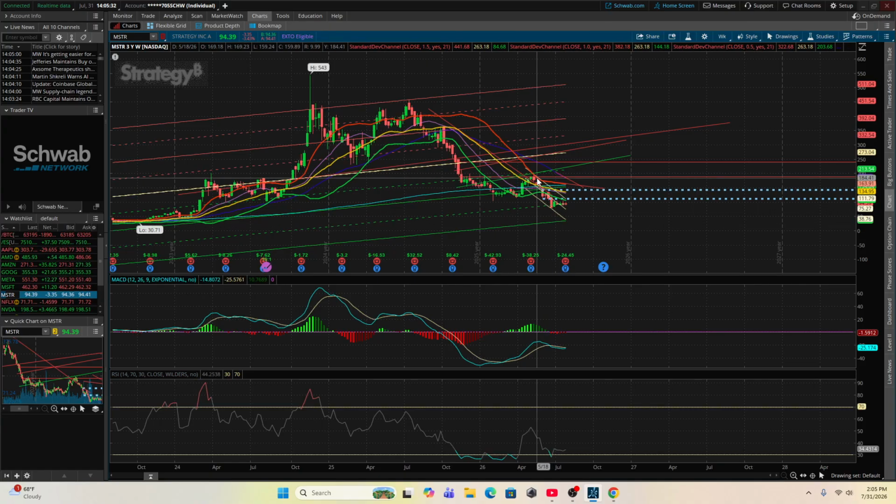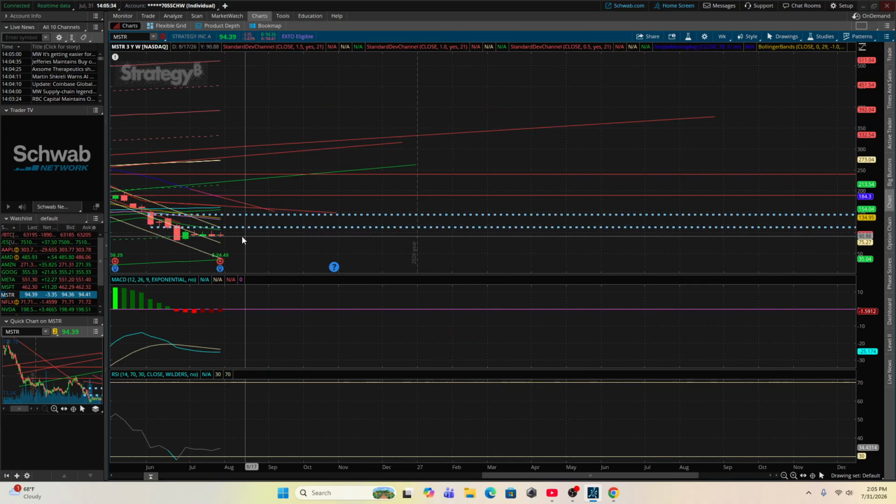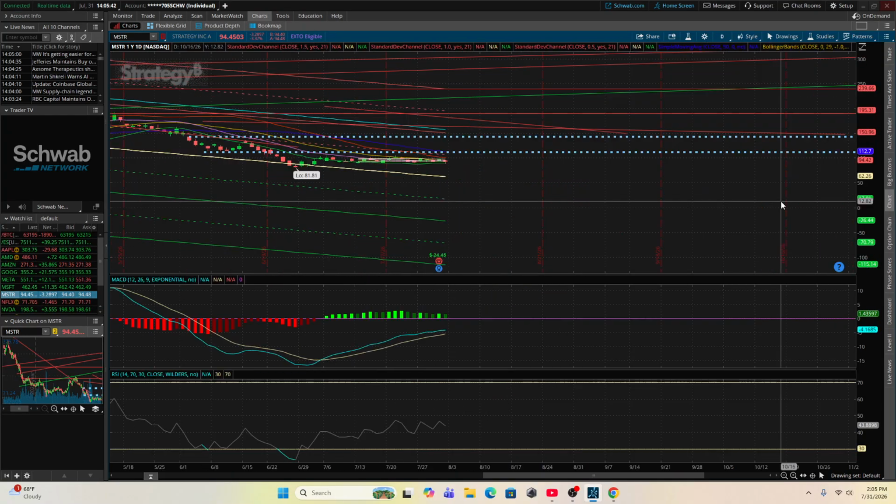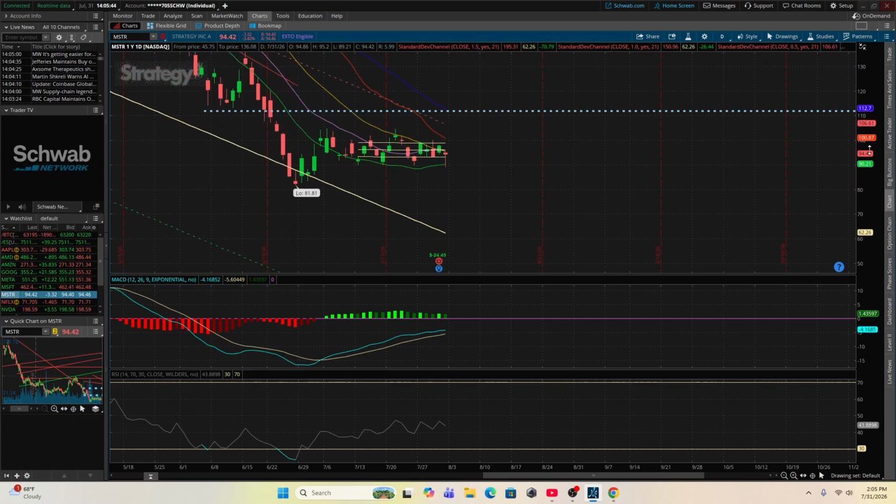On MSTR, we are still obviously consolidating sideways. Nothing has really happened. This is purely accumulation. So this is going to be something that I continue to buy. It's been on the list, and it will be on the list with Google.